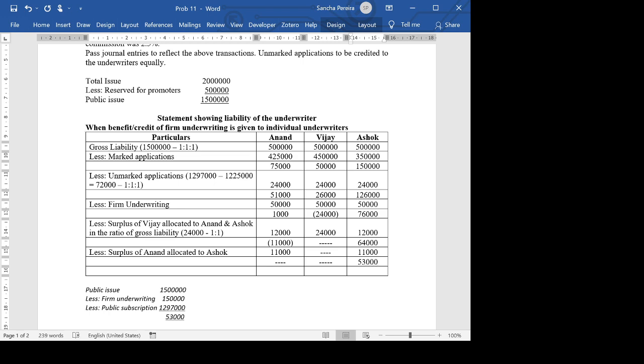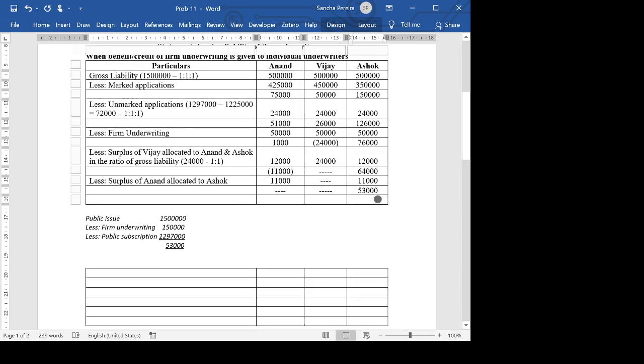Now if you look at this, as per our calculation, 53,000 shares were not taken up by anybody. So the entire 53,000 has to go to Ashok. Okay, is that clear?